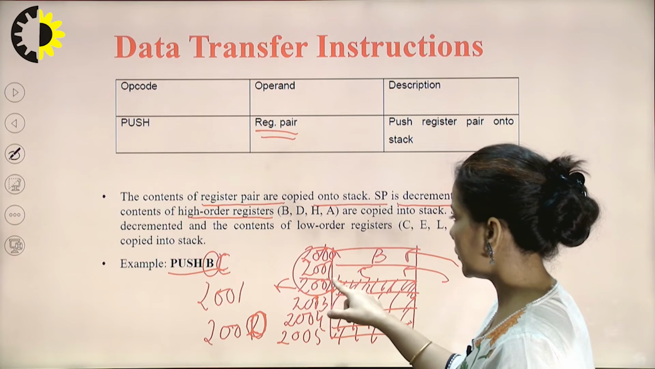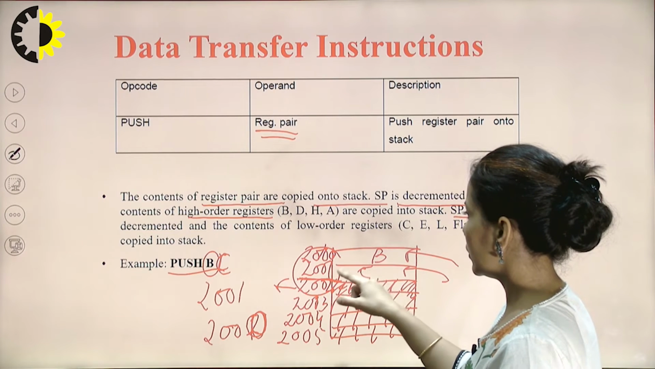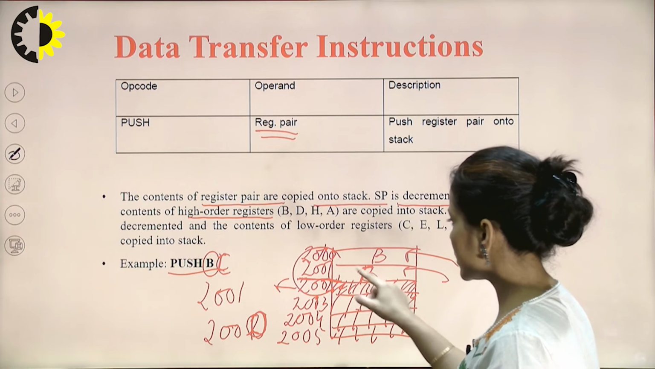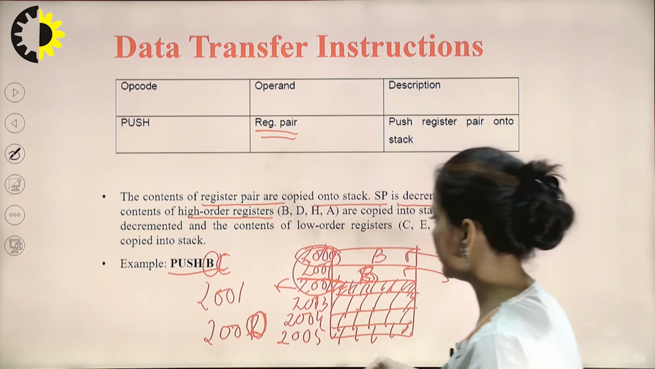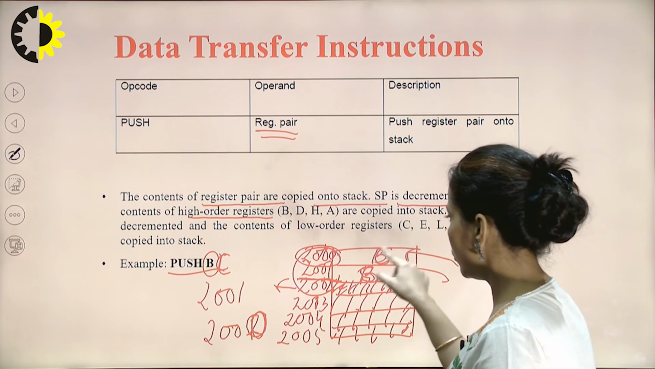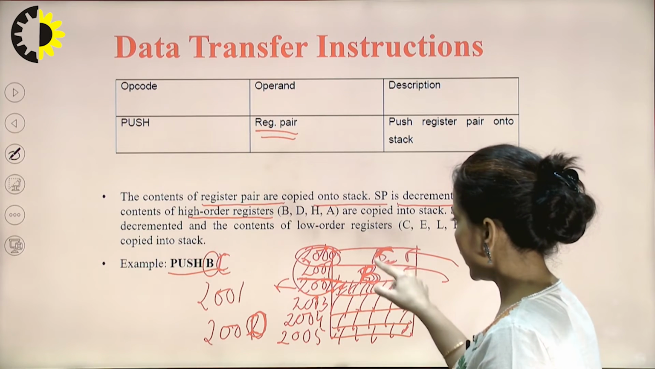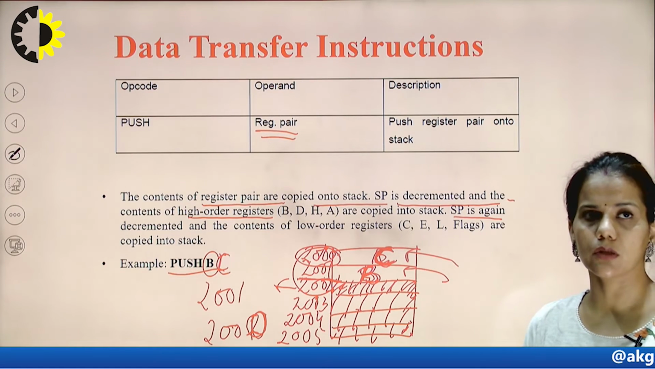When the stack pointer is decremented once, the content of the higher order is stored here, and when it is decremented again, since this address is lower than this one, the contents of the lower order will be stored here. So first higher order and then lower order. This is always the sequence when storing something into the stack.